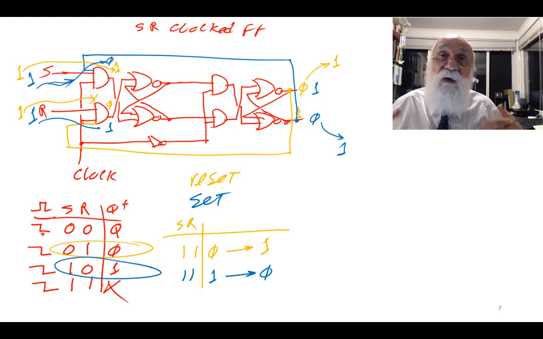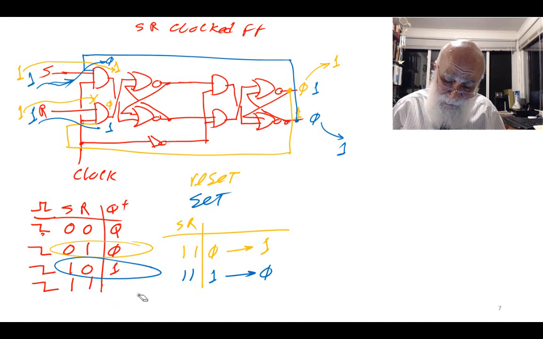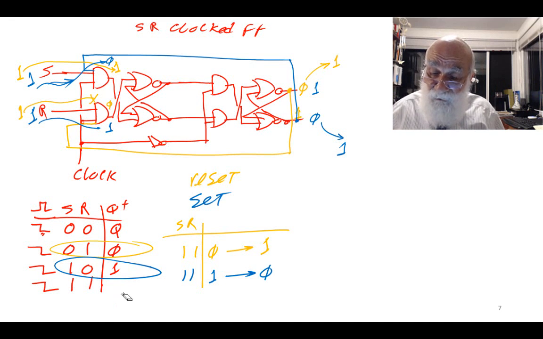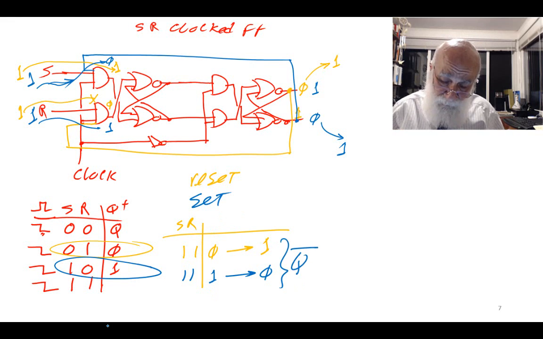I just solved my problem of having 2 1s that erase the memory. Having 2 1s in this circuit now doesn't erase the memory. It actually, if Q is 0, makes it a 1. If it is a 1, makes it a 0. What it means is that my next Q is Q bar, and therefore I put a Q bar here.